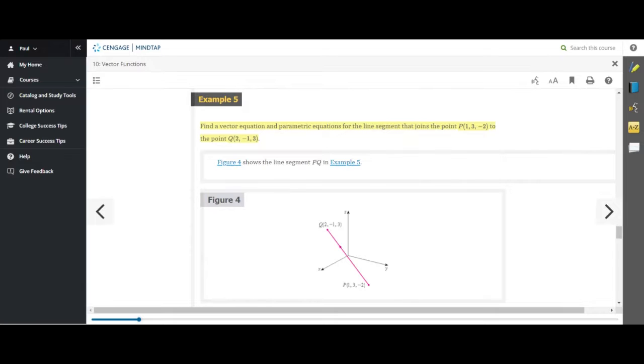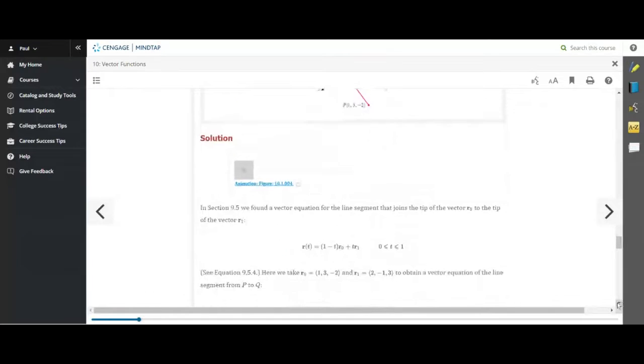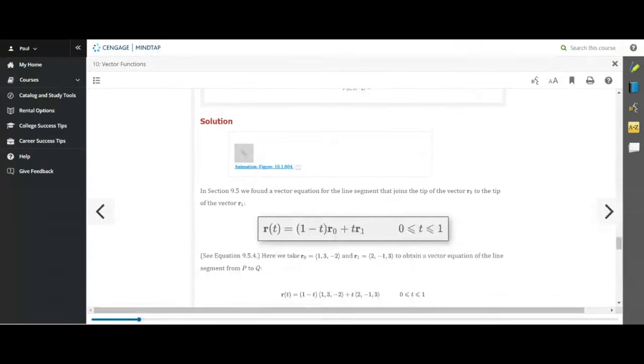So here, this is what we are trying to find a vector function for. And notice the line segment starts at the point P and it ends at the point Q. I don't know if you remember this equation, but to get the parametric equations for a line segment, how many recall this highlighted formula from section 9.5?